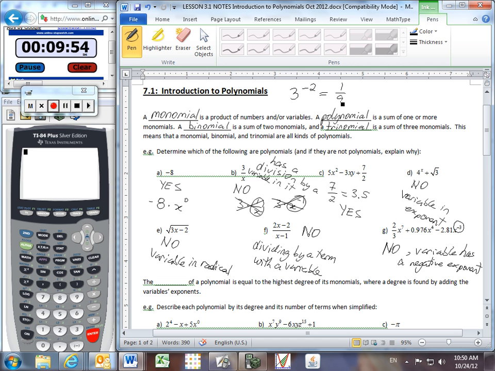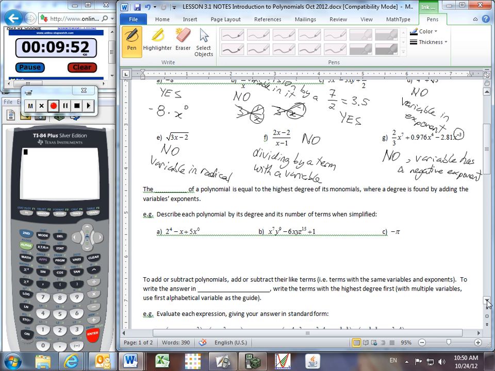Let's move down a little bit, and we get to the part that says the blank, the degree of a polynomial is equal to the highest degree of each of its monomials. And we find a degree of a monomial by adding the variable's exponents. So in this next example, we need to describe each polynomial according to its degree and its number of terms when simplified.